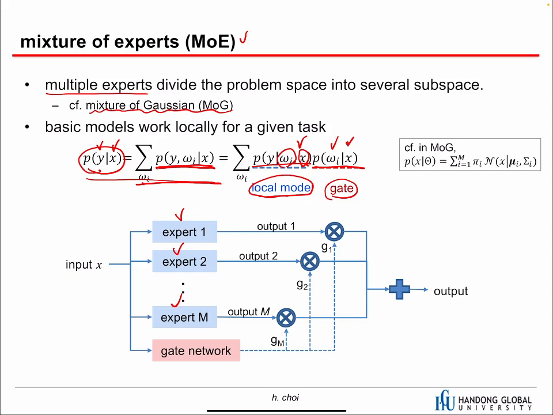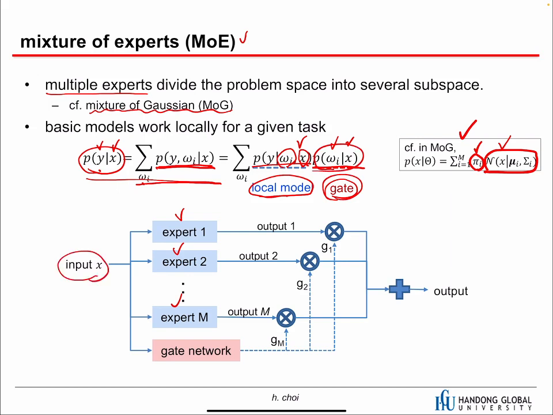Okay, so look at this one. This one is a mix of Gaussian. So we have a probability here and we have a pi, which is the weight of this distribution. But this pi is not a function of the x. But in the mix of experts, this gate is a function of x.